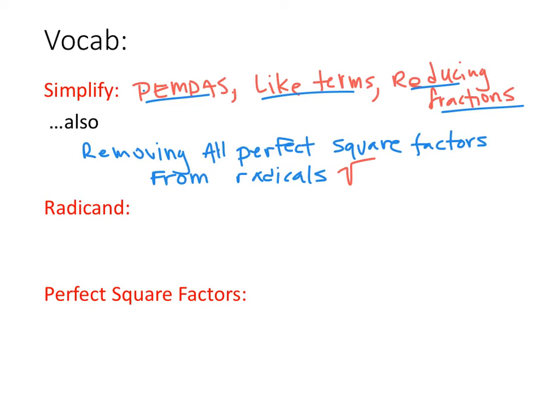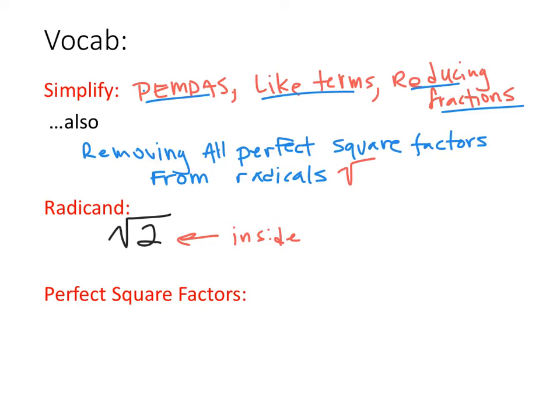Now the next part is what we call a radicand. The radicand is a little bit different: the radicand is what's inside. So whenever we refer to a radical, that's the whole thing. The radicand is what's inside. So what we're trying to do is simplify these radicals by finding perfect square factors inside the radicand.